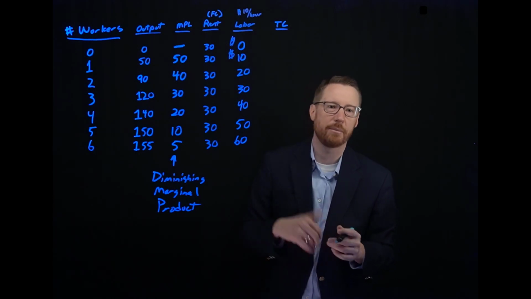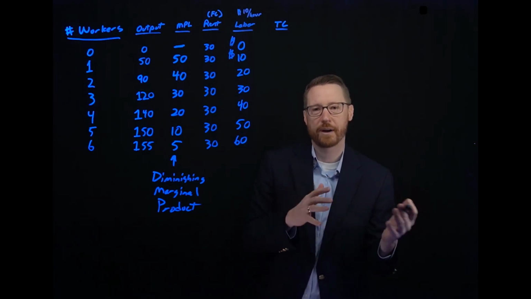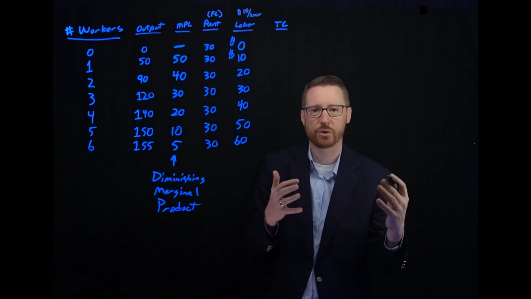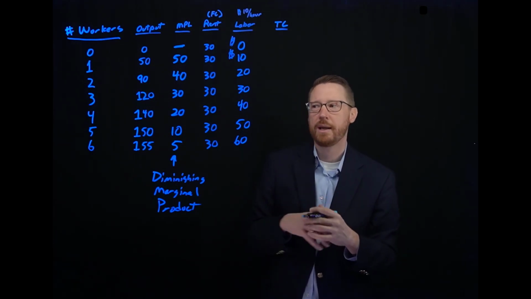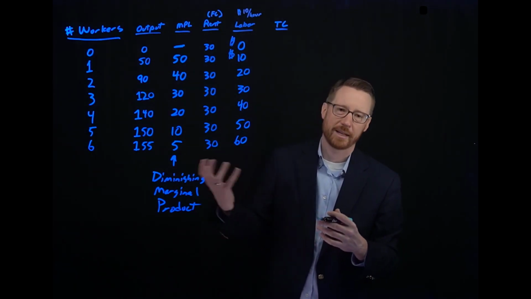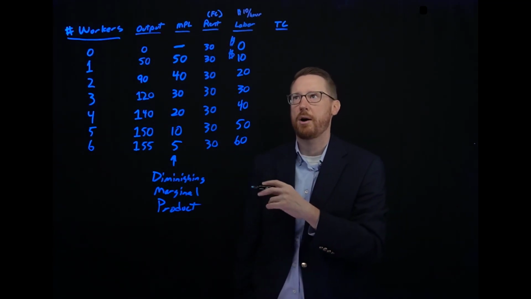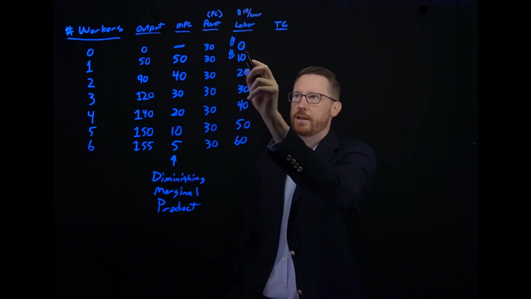Well, it's just the sum of the fixed costs, in this case rent, plus the variable costs. Well, what are variable costs? These are costs that change with the amount of output. They vary with output. In our story here, that's just the labor cost. All right, so what are these total costs then? Well, it's rent of $30 plus labor.